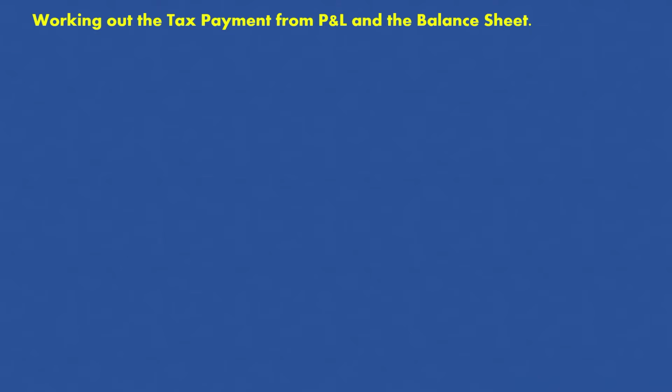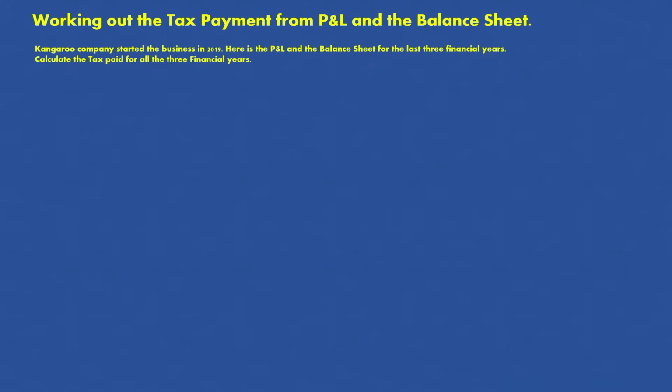Let us work out the tax payment from the profit and loss statement and the balance sheet. And again, just like interest, tax payment cannot be seen either in the P&L or the balance sheet. Tax expenses on the accrual basis can be seen in the profit and loss statement, and then if those tax expenses have not been paid, they must be sitting in the balance sheet as taxes payable. So let us again consider the same scenario.